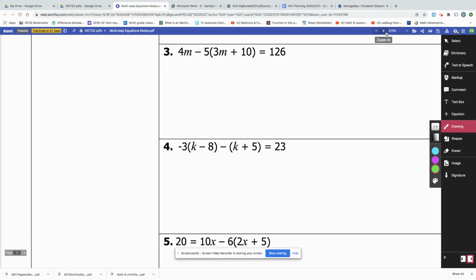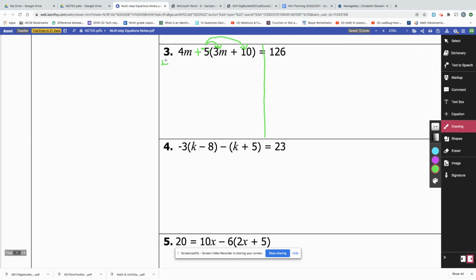Okay, a couple things I like to do when I'm solving equations is put a line down the middle or a line separating each side. Think of it as a balance. Then I'll notice here at this minus 5, I'm going to change that to adding a negative 5. Now the negative 5 is by the parentheses, so we know that we have to multiply. We're going to distribute that negative 5 to the 3 times m and the positive 10.